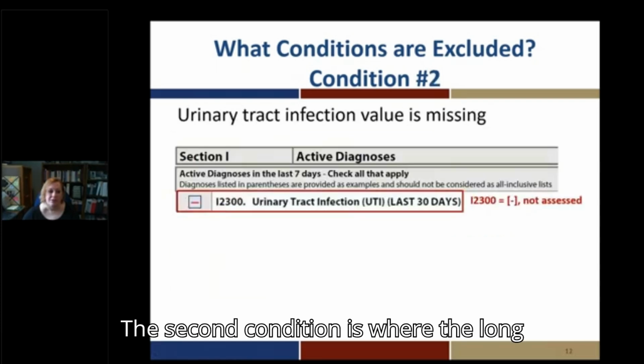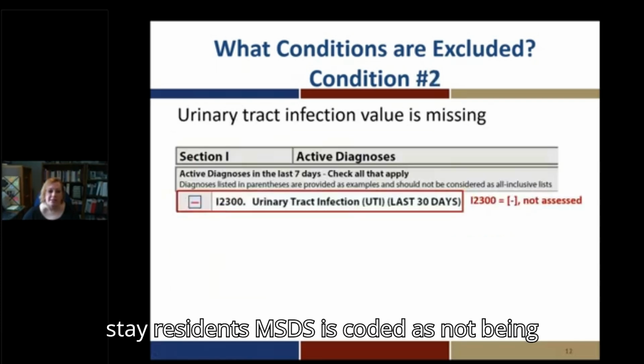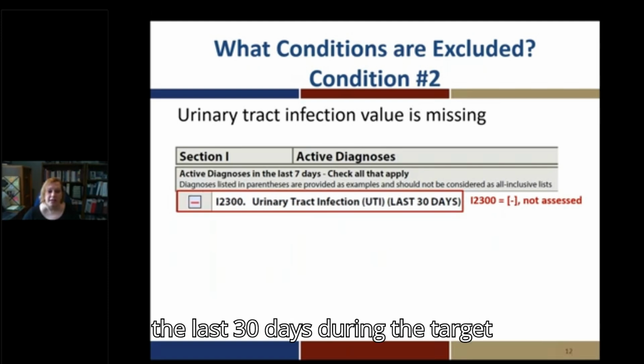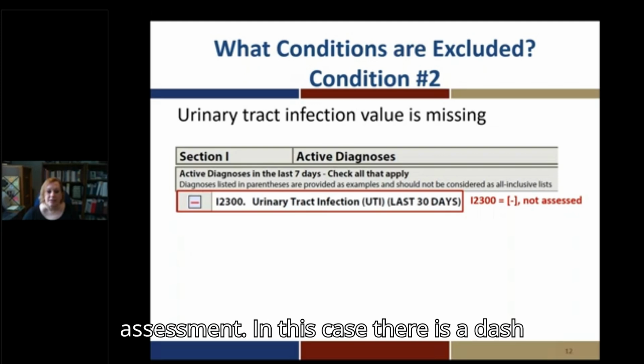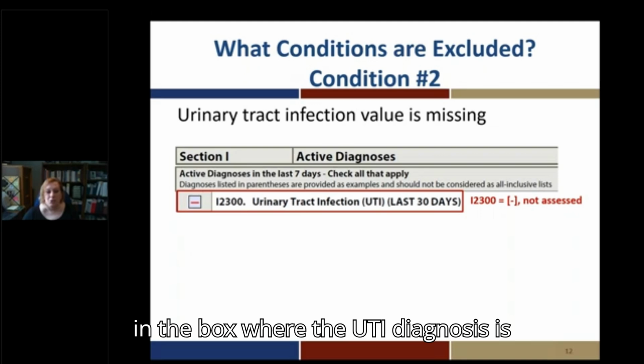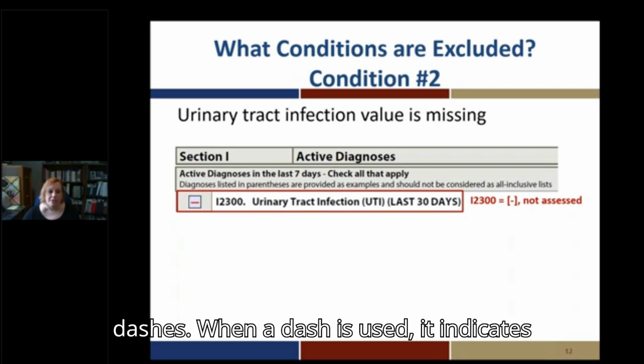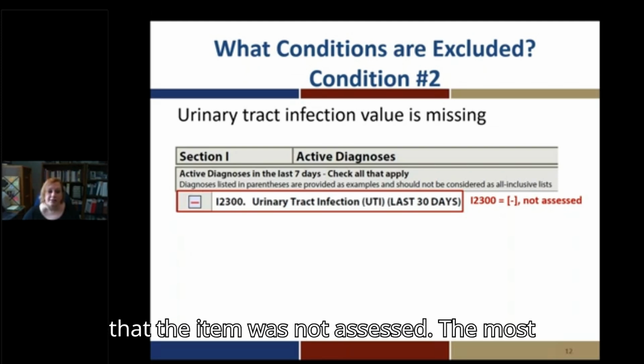The second condition is where the long-stay resident's MDS is coded as not being assessed for a urinary tract infection in the last 30 days during the target assessment. In this case, there is a dash in the box where the UTI diagnosis is coded. I want to caution you about using dashes. When a dash is used, it indicates that the item was not assessed.